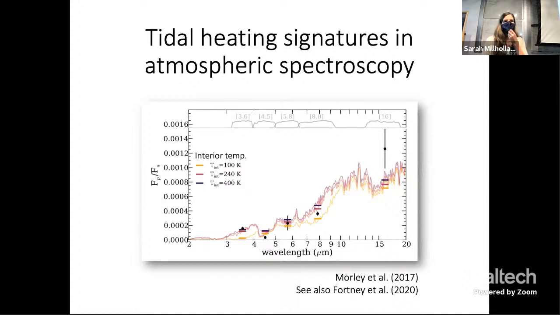And one of the areas that I'm really excited about is that the tidal heating can actually exhibit signatures in atmospheric spectroscopy. This occurs because tidal heating changes the temperature of the very deep interior of the planet, and this can thereby change the atmospheric chemistry further up in the observable part of the atmosphere.